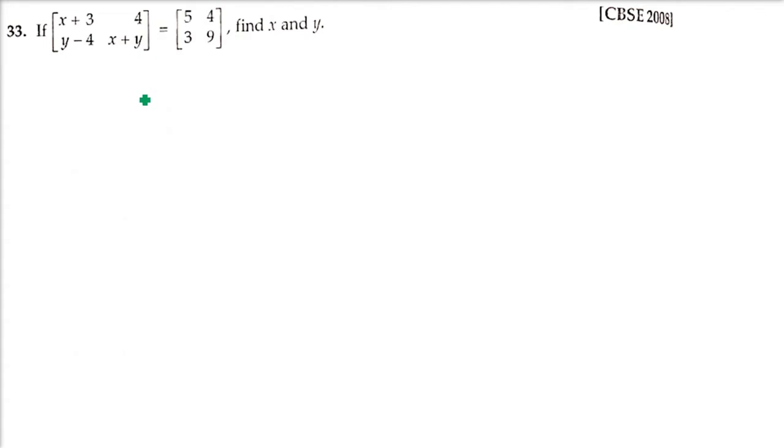Now this type of question also we have done. Since it is CBSE, we'll do it. x plus 3 is equal to 5, and 4 is 4, y minus 4 is 3. From the first you get x equals 5 minus 3, that is x is 2. And y is 3 plus 4, so y is 7. So this is how you get x and y.